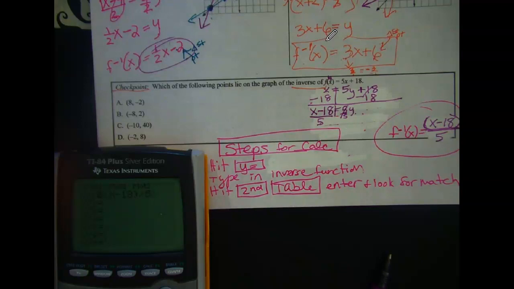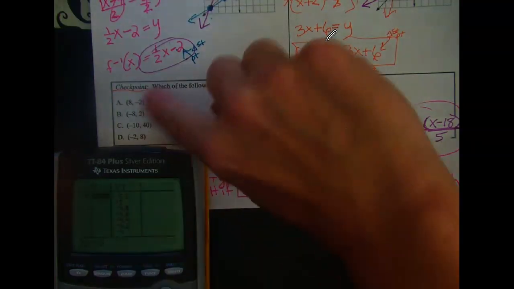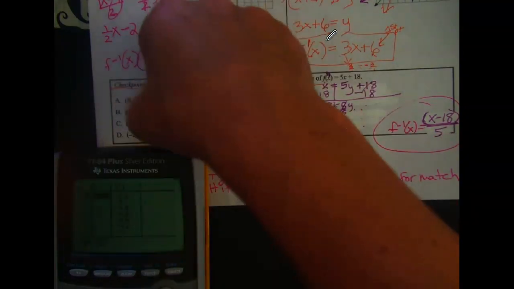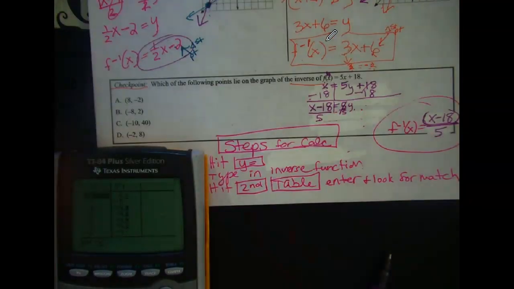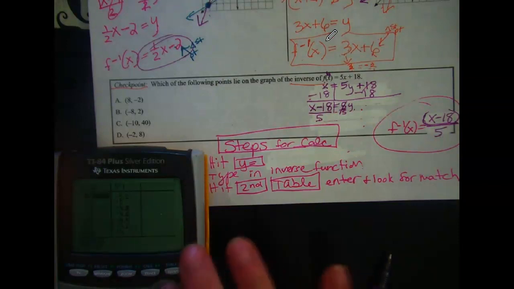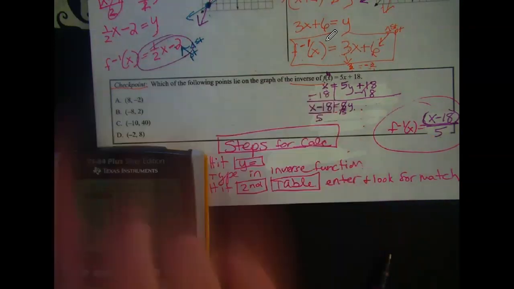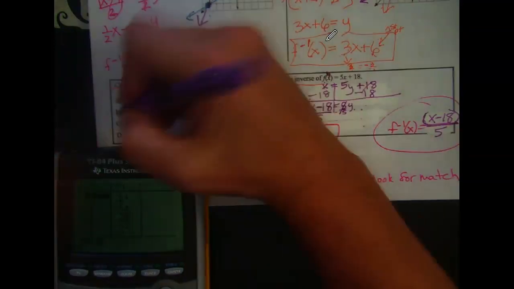Okay, so to find ordered pairs, you might recall, we have to get to the table. The table's under graph, so we're going to hit second, and then graph, which gives us a table. Then I'm going to go through every ordered pair. I'm going to look at the x's and see which one matches. You just go through them. The first one I'm going to look for, well, here I'm on -8 for some reason. So here's a -8. Is the y 2? It's not that one. We can get rid of B.